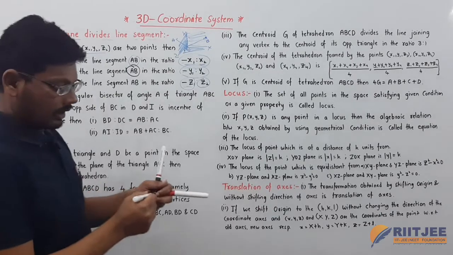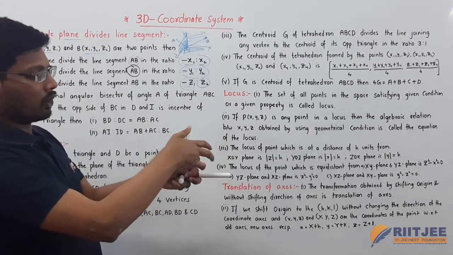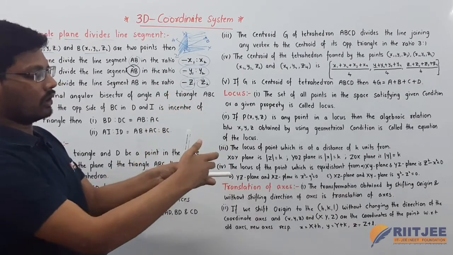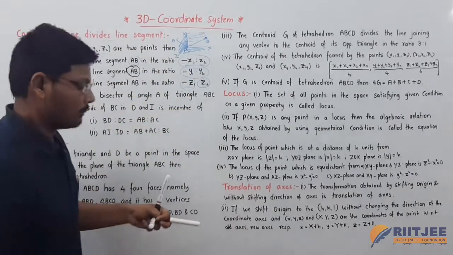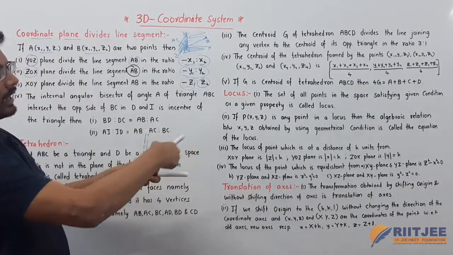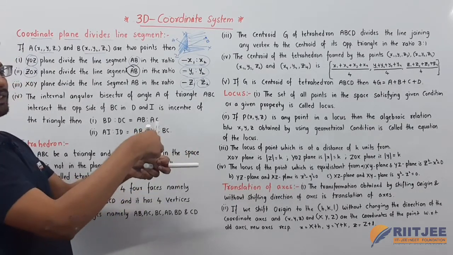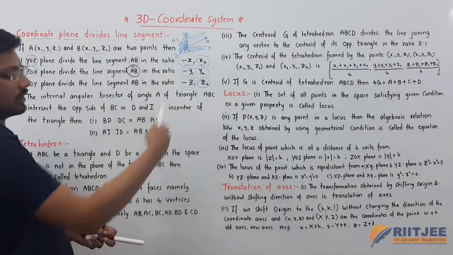We have three planes in a 3D coordinate system: the XOY plane, the XOZ plane, and the YOZ plane. So these are the ratios in which the planes are divided by a line. In this case one line, in this case one more line, and in this case one more line. The line AB divides the three planes in the ratios like this.